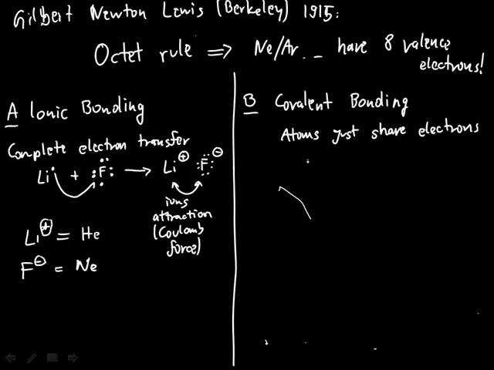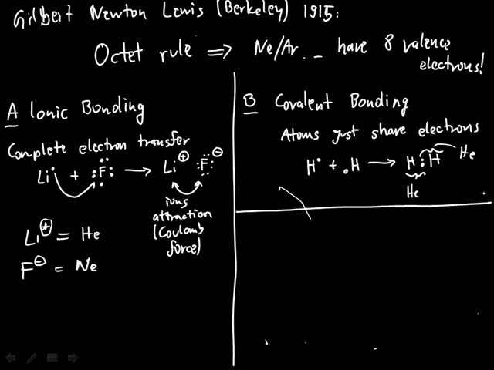For example, if we have hydrogen, which has 1 electron, and it meets another atom of hydrogen, which also has 1 electron, they come together and they have these 2 electrons between them. So now this hydrogen has an electronic configuration of helium, and this one also has an electronic configuration of helium, because they share each other's electrons.